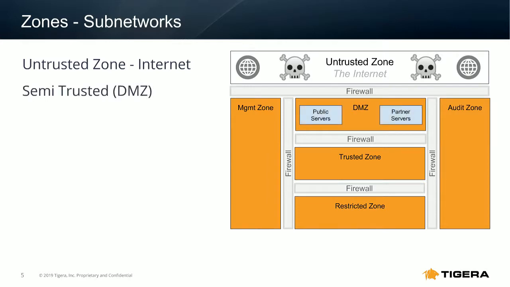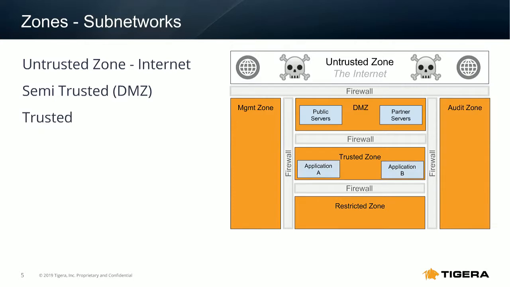So then you have what's often called the DMZ, demilitarized zone, and this is where you have your internet-facing applications. So these are public servers or partner servers, and anything that an end user could connect to that is outside of your network.